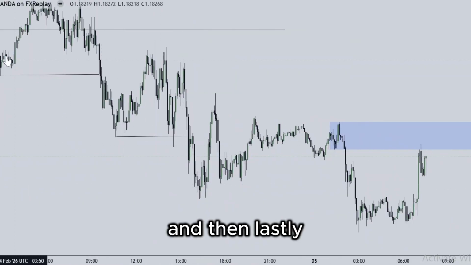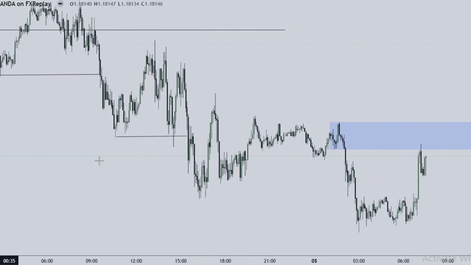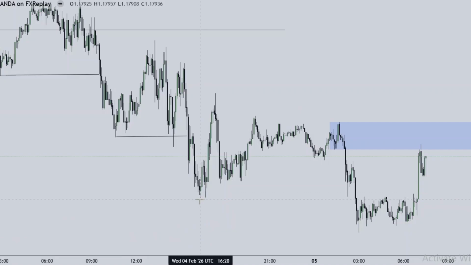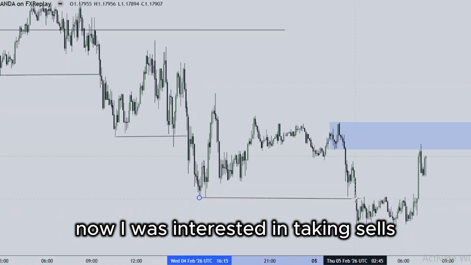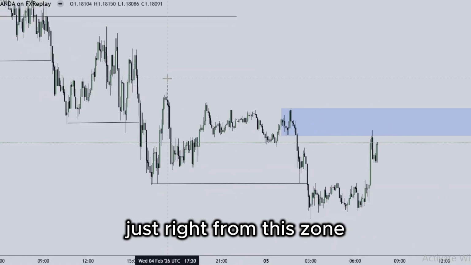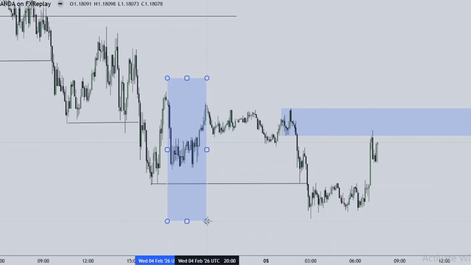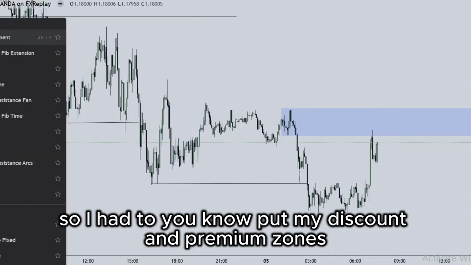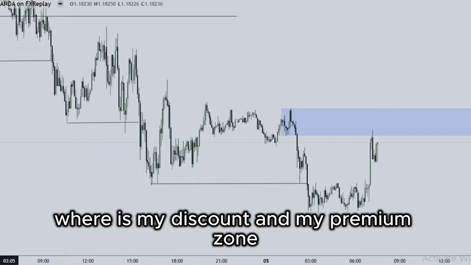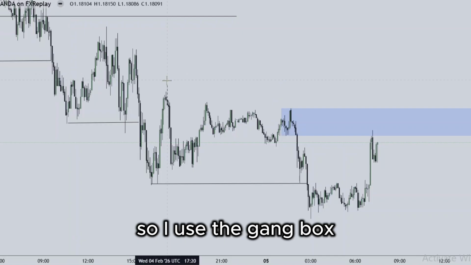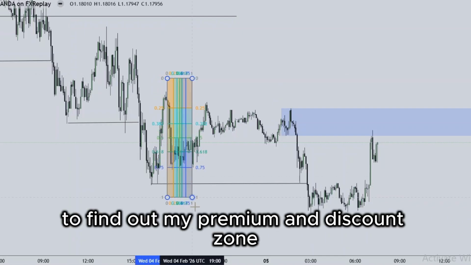And then lastly, we had this break of structure right here. Now, I was interested in taking sells just right from this zone. So I had to put my discount and premium zones. I had to find out where is my discount and my premium zone. So I use the GAN box to find out my premium and discount zone.